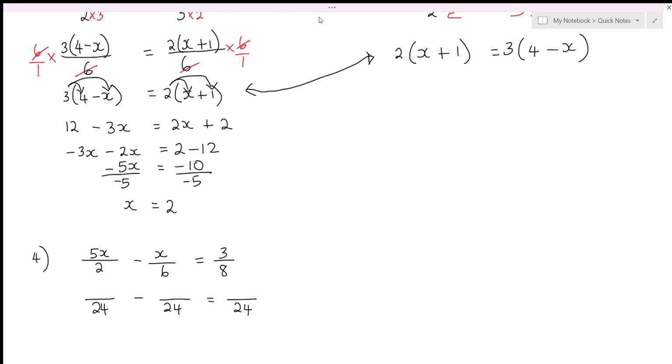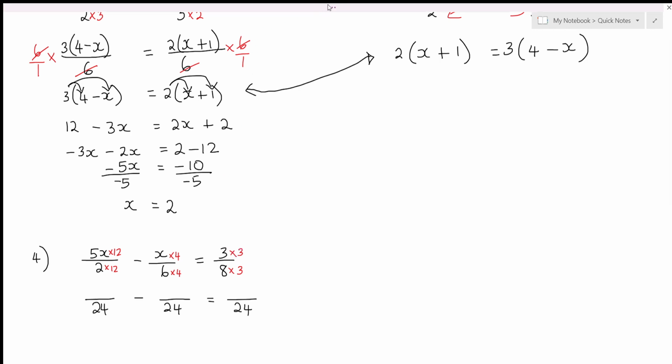So here we're going to have 2 times what will give me 24? 2 times 12. And then we're going to multiply the top by 12. 6 times what will give me 24? 6 times 4. And we're going to multiply the top by 4. 8 times what will give me 24? 8 times 3. And therefore we're going to multiply the top by 3.